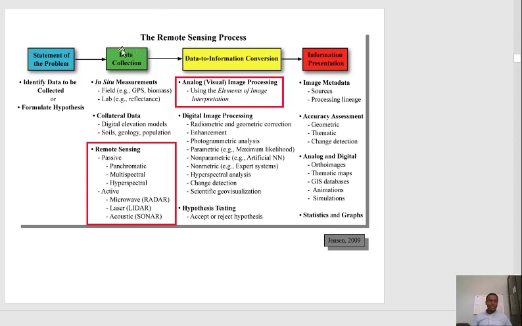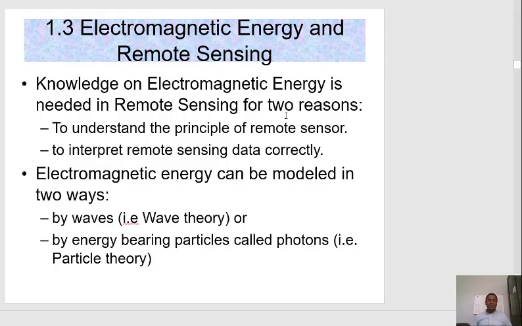Now let's come to the very basic principles of remote sensing. Section 1.3 is electromagnetic energy and remote sensing. Knowledge of electromagnetic energy is needed in remote sensing for two reasons. The first reason why we have to know electromagnetic energy is because this knowledge helps you understand the principle of remote sensors.